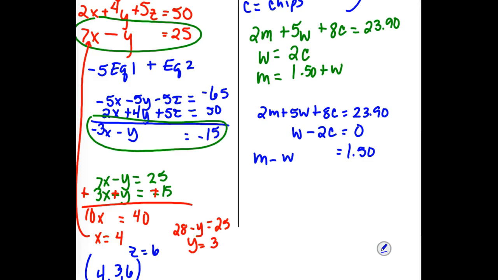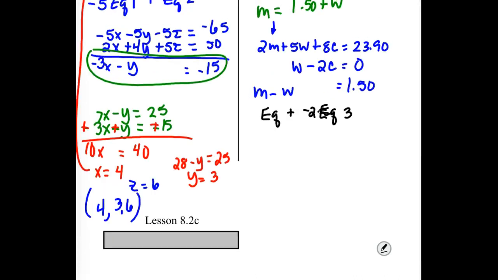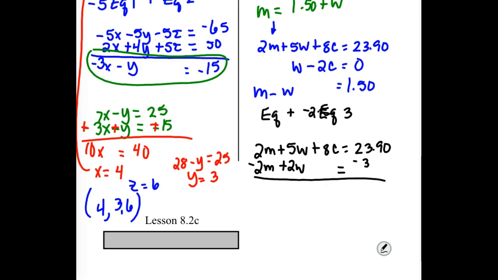So let's go through and try to get M's to disappear. All right? What would we need to do if we were going to eliminate M? We'd have to multiply which one? The bottom equation by -2. All right, so we're going to take equation 1, and we're going to add to it a -2 times equation 3. All right, so I'm going to keep the first equation. I'm going to take the third equation and times by -2, so -2M plus 2W. And what's -2 times $1.50? Okay. Adding these up, the M's drop out. We have 7W plus 8C equaling $20.90. We good with that?